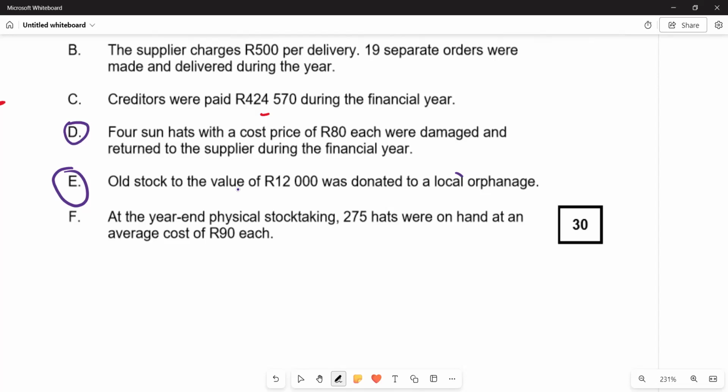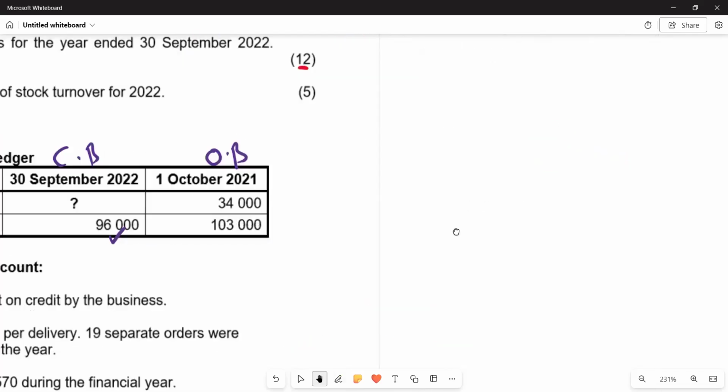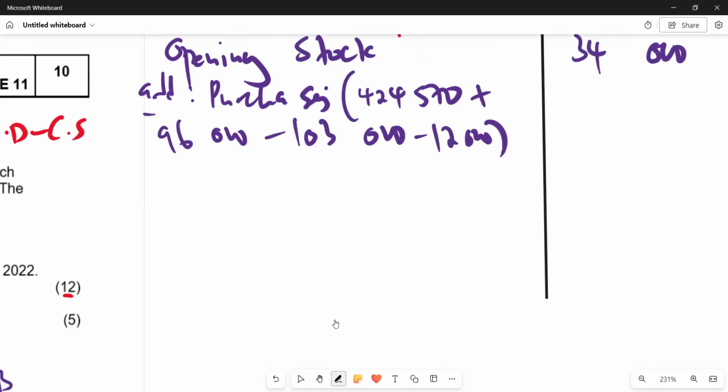Saying 4 sunnies with a cost price of 80 rands each were damaged and returned to the supplier during the financial year. So we've got other returns that we have here, which is 80 rand times 4 sunnies, and then you're going to get your 320. So it means we are also going to subtract our 320 as our purchase return. So we come here, we subtract that one.